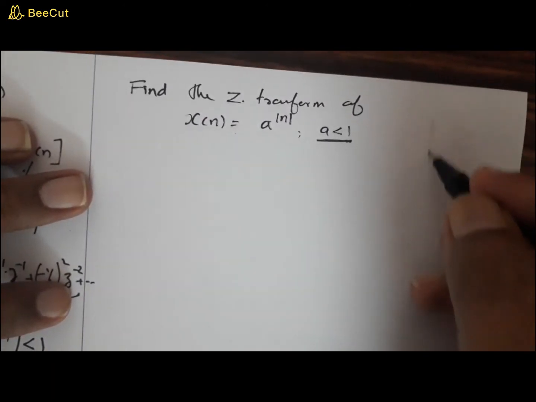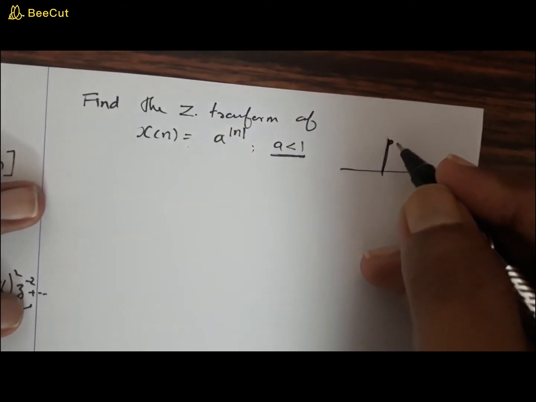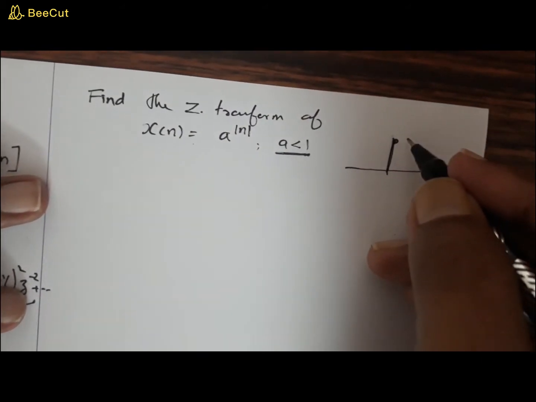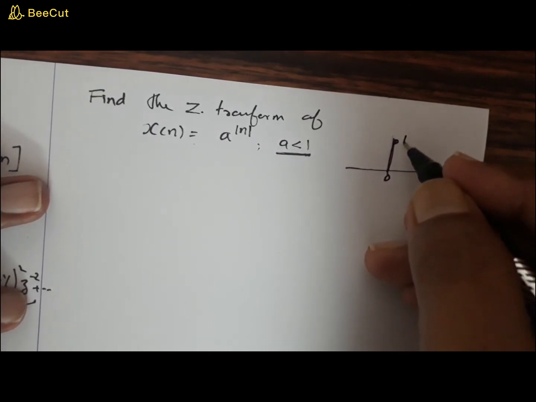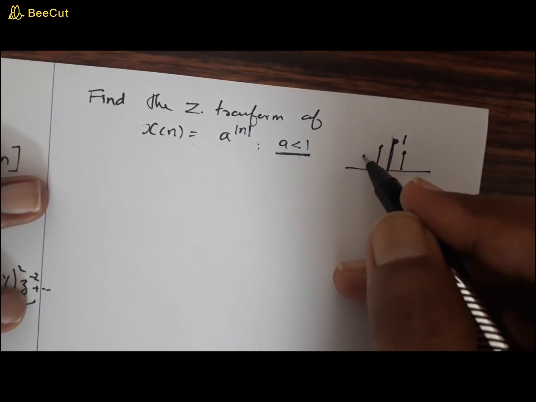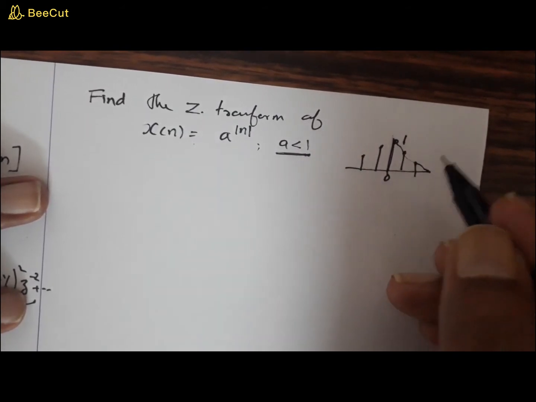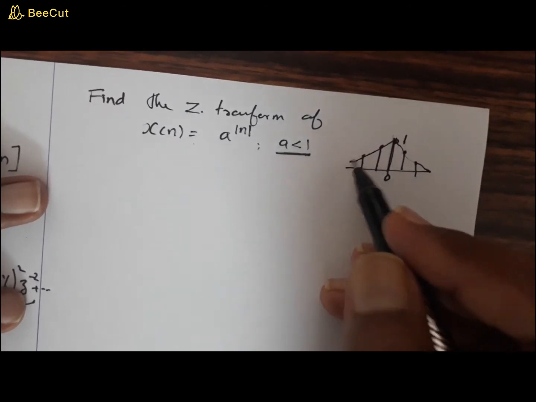And if you try to draw the signal, at n equal to 0 it will have a value 1. From there onwards it will reduce exponentially like this, right? So that's what I said, on both sides it will converge to 0. So therefore this particular signal converges.